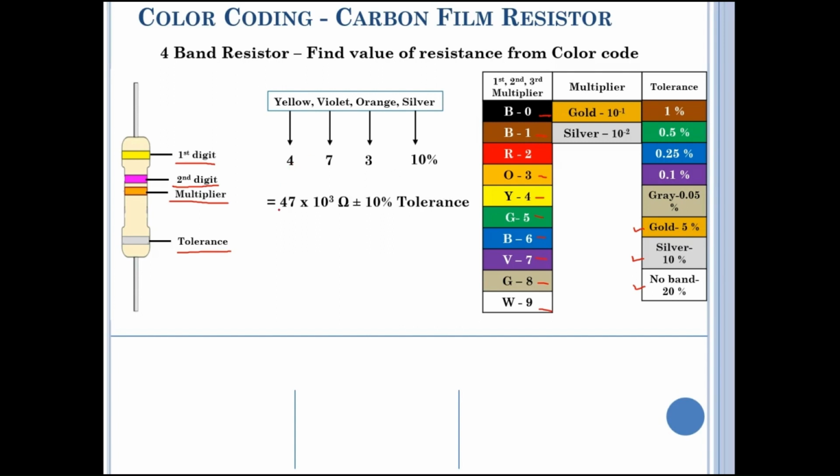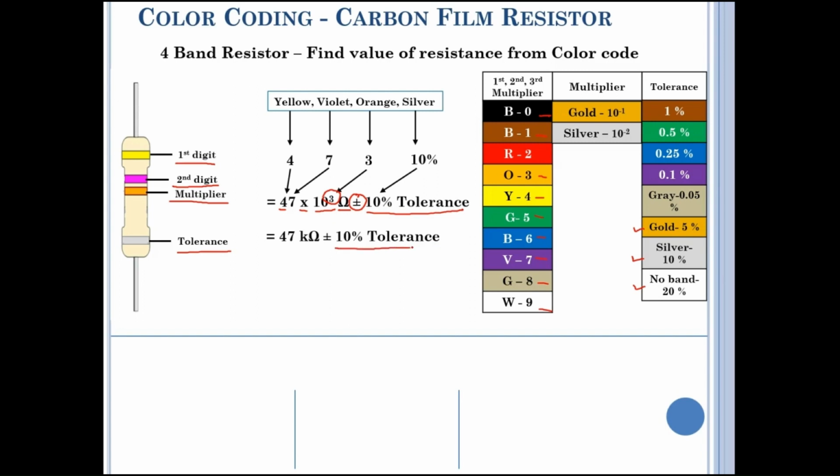Keep the first digit as such, then the second digit also as such, and consider the third band as the multiplier. So multiply with 10 to the power 3. The multiplier is 10 to the power of the color code of the band. Then put the unit, which is very important. Have a habit of writing the unit. Then, with the plus minus sign, write the tolerance value. So what will be the value of the resistor? 47 kilo ohm plus minus 10% tolerance.